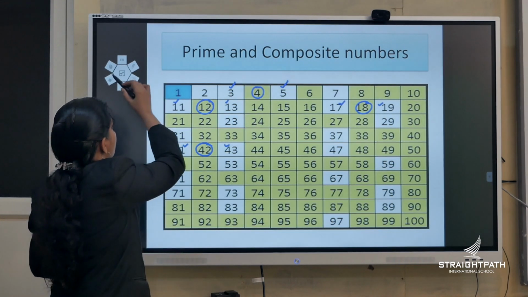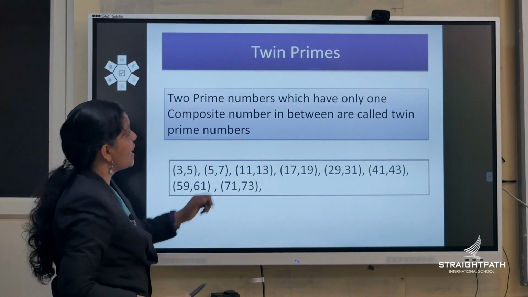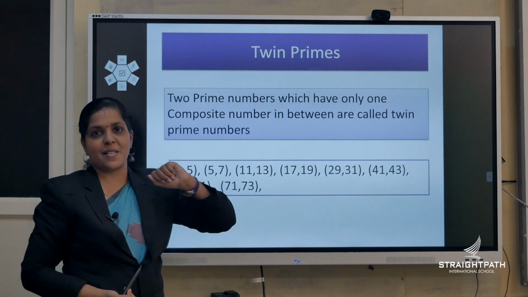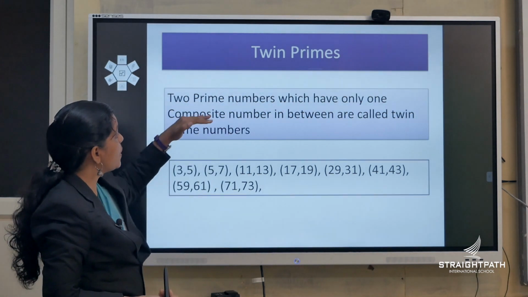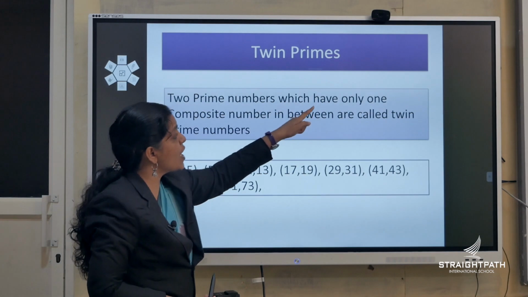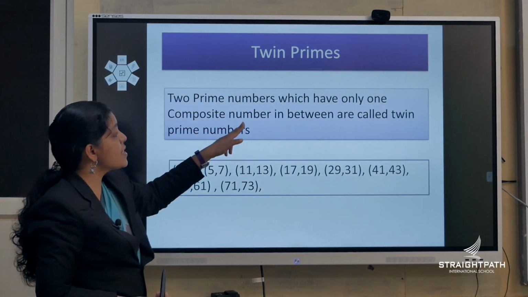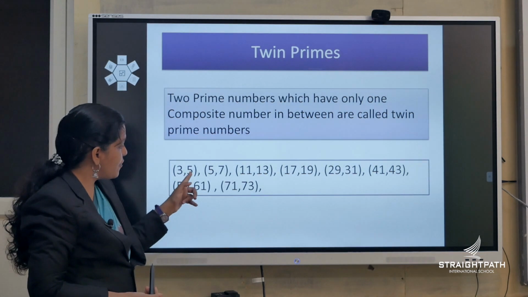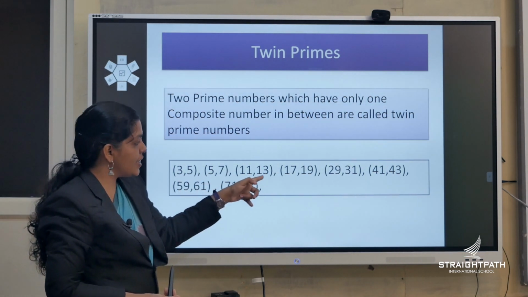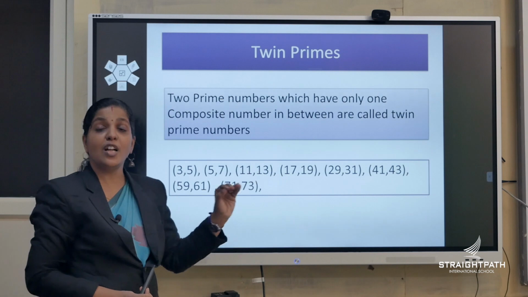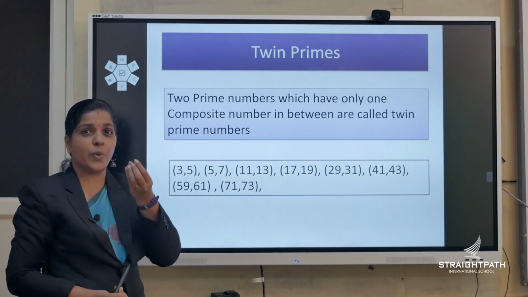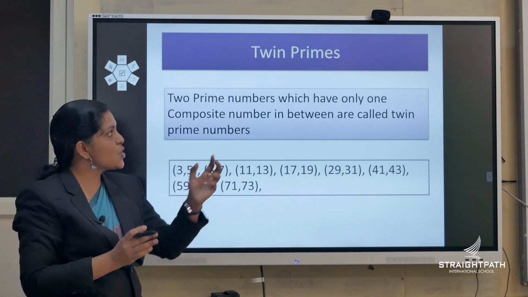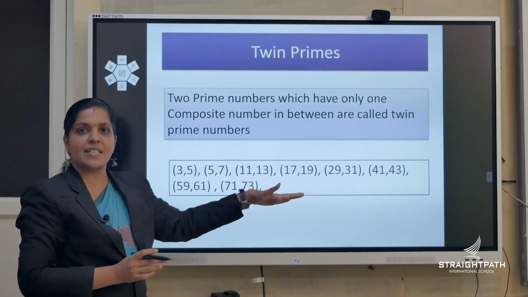So we have a separate name for that, they are called twin primes. So what are twin primes? Two prime numbers which have only one composite number in between are called twin primes. So see 3, 5; 5, 7; 11, 13; 17, 19, these are called twin primes. You know what I mean by twin? Twin means two, that's the meaning. So hope it's clear.